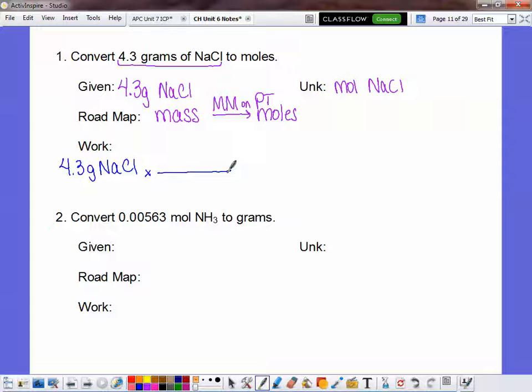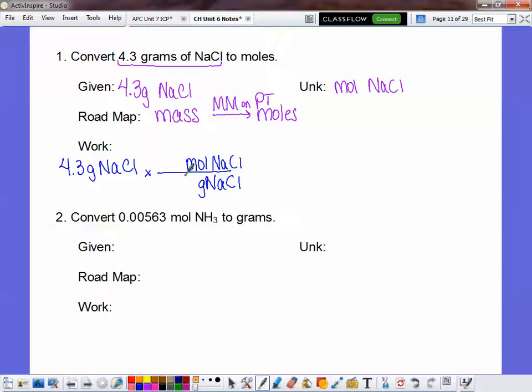We have grams. We don't want grams. We want to convert from grams to moles. So grams need to go on the bottom so that it'll cancel out. So grams NaCl on the bottom. And whatever unit you're going to goes on the top. So moles NaCl go on the top. And we're going to fill numbers in front of these units. That's why I left space.